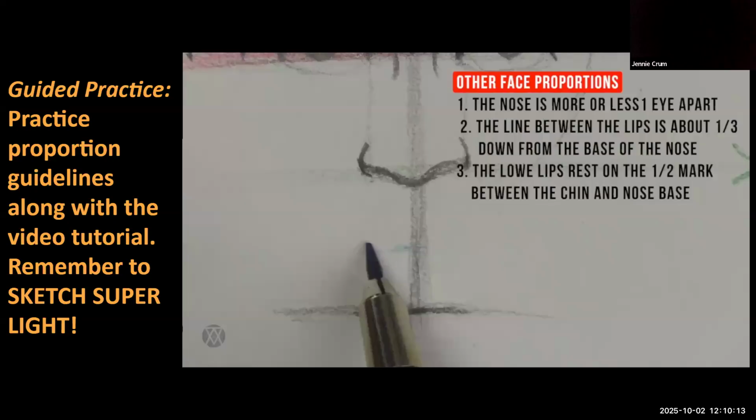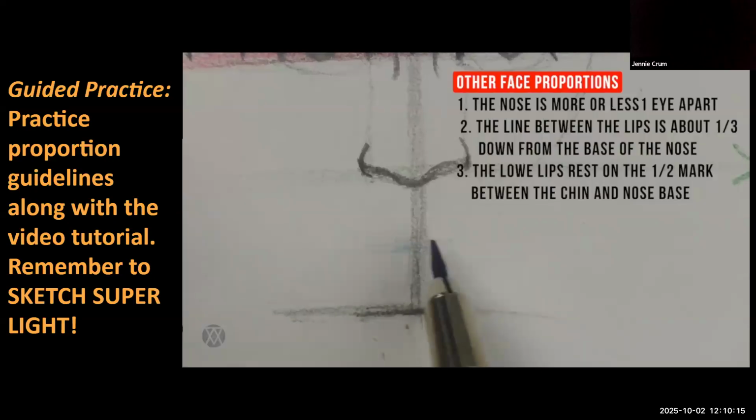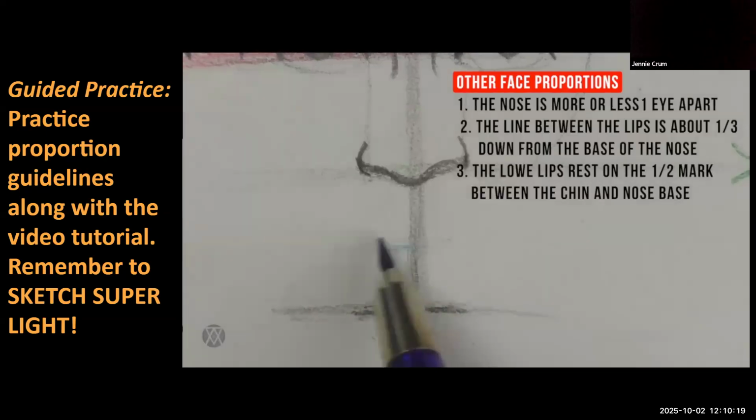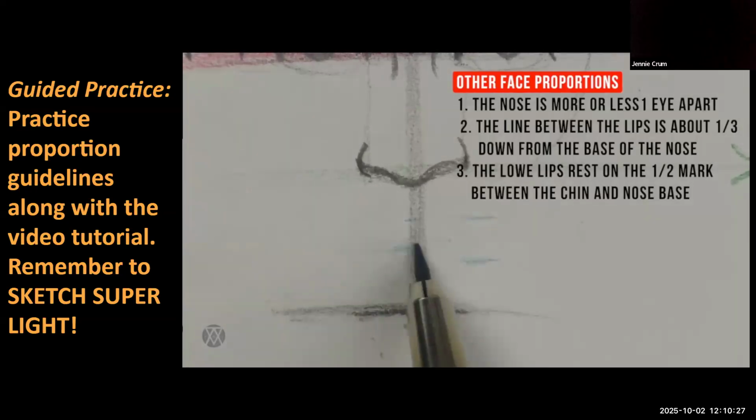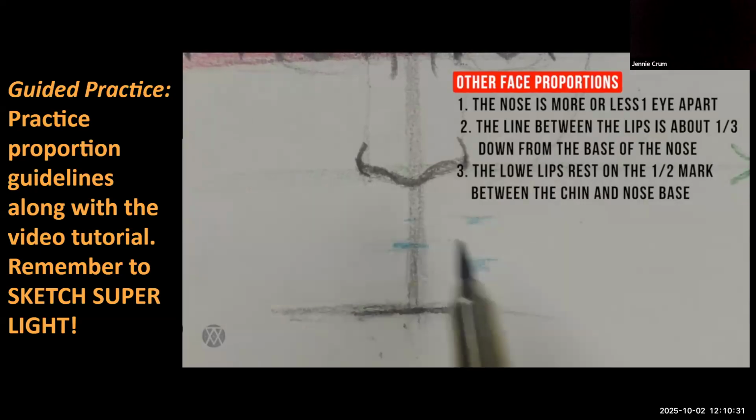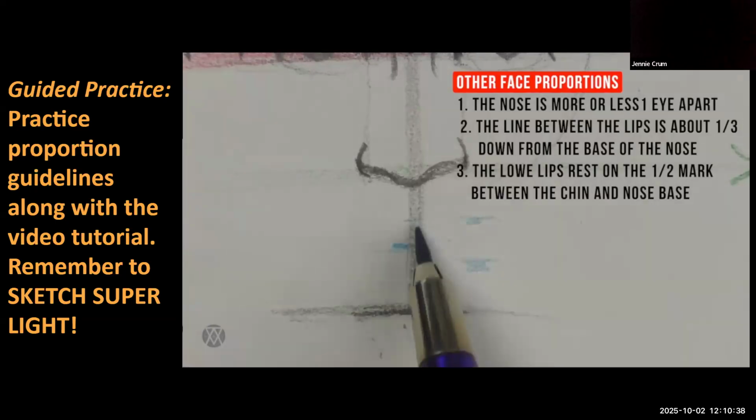line, does not mark the line between the lips, but it marks the bottom lip. What I found is the line between the lips is generally between a third. This is a third, and this is the half point. Okay, third, half point. I found that the line between the lips is generally either a third or somewhere between a third and the half point, but never here.